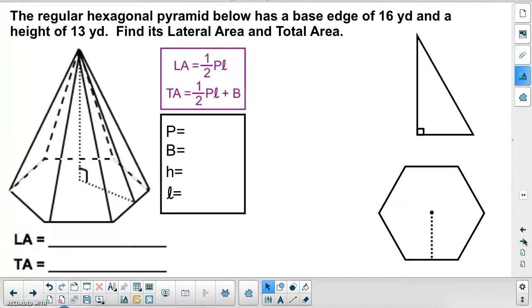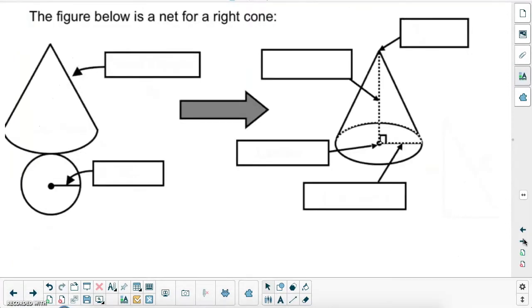I want you to try this example here, given a base edge of 16 yards and a height of 13 yards. We're going to find the lateral area and total area of cones, so we need to label some parts before we know the formulas.